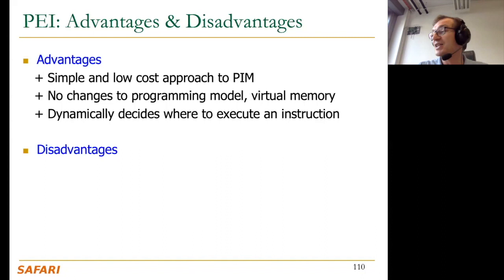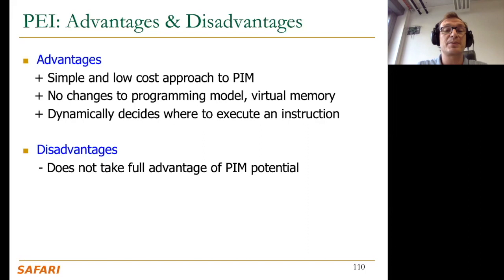Of course, this also has disadvantages. Clearly, it doesn't take full advantage of the PIM potential. If you were executing on larger than cache block granularity, you would get better performance. Of course, you need to resolve the other issues related to executing with larger granularities.